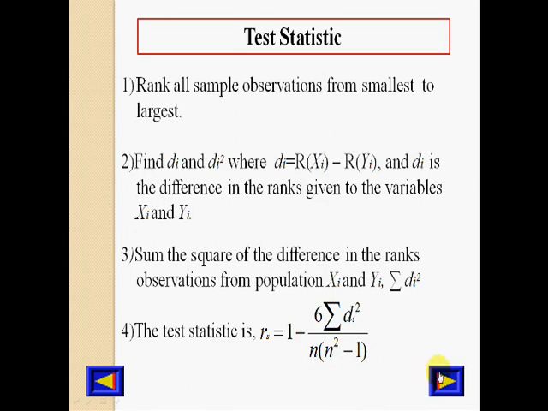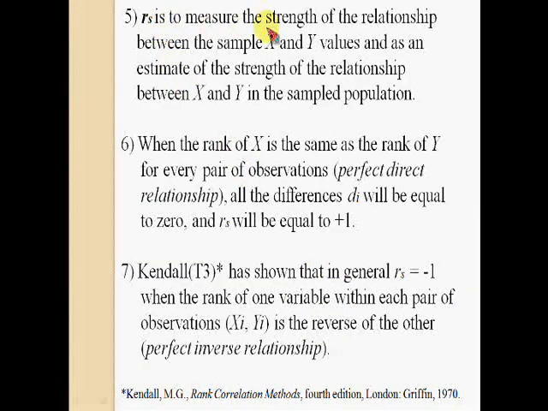Fifth, Rs measures the strength of the relationship between the sample x and y values, and is an estimate of the strength of the relationship between x and y in the population. Sixth, when the rank of x is the same as the rank of y for every pair of observations, we call it a perfect direct relationship. There di is equal to 0 and Rs is equal to positive 1. Kendall also showed that in general Rs is equal to negative 1 when the ranks of one variable within each pair of observations are the reverse of the other, a perfect inverse relationship.